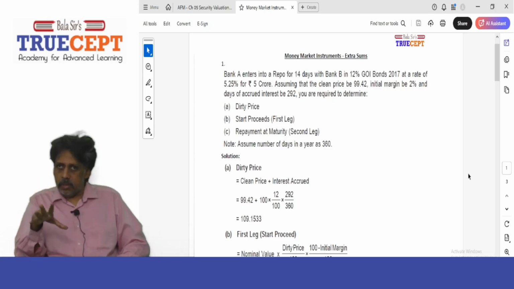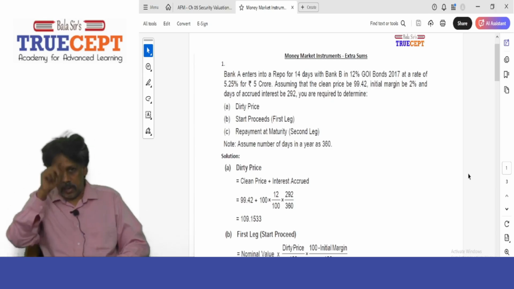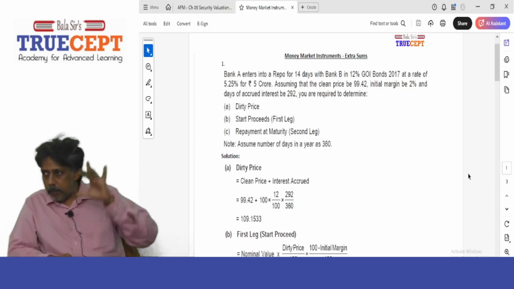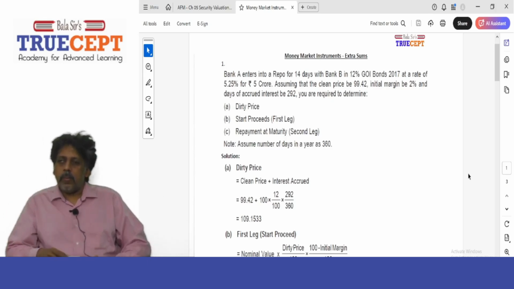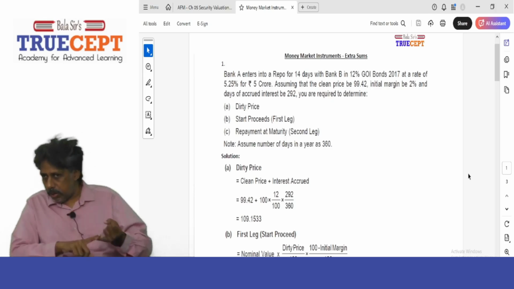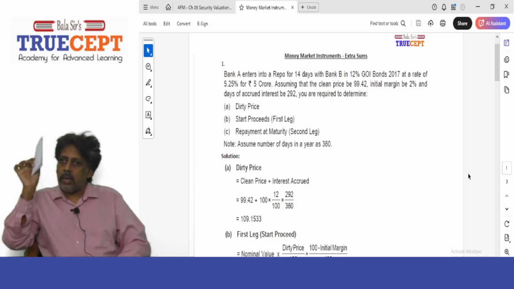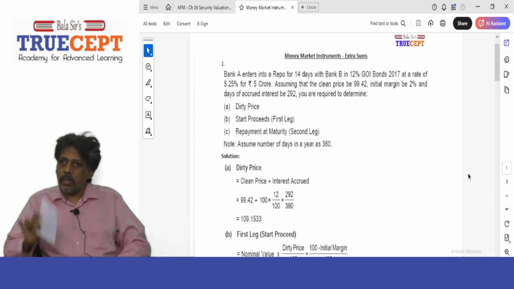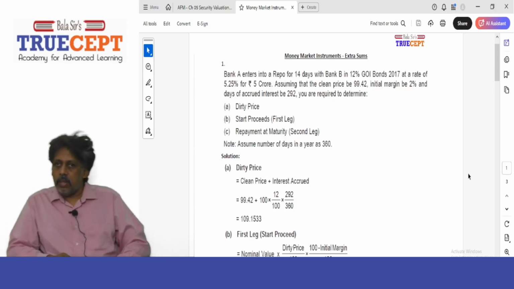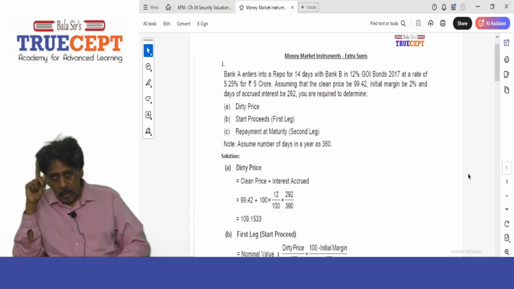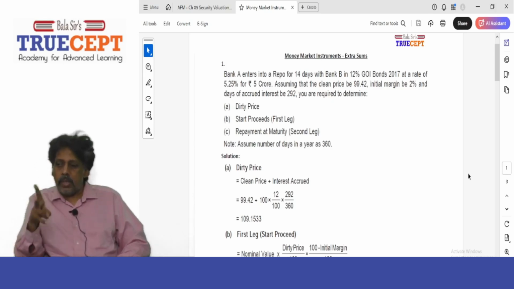At what rupees? Now what will be the price, or what is the market value of these investments? You have to find out. It is given that the clean price of these bonds is rupees 99.42, right? And that is a clean price. But please remember, the market value of a government bond will not be just the clean price, which is ex-interest. Please add even the income accrued on the bond for the last 292 days, right? Yes, sir. So please add income accrued for the last 292 days.